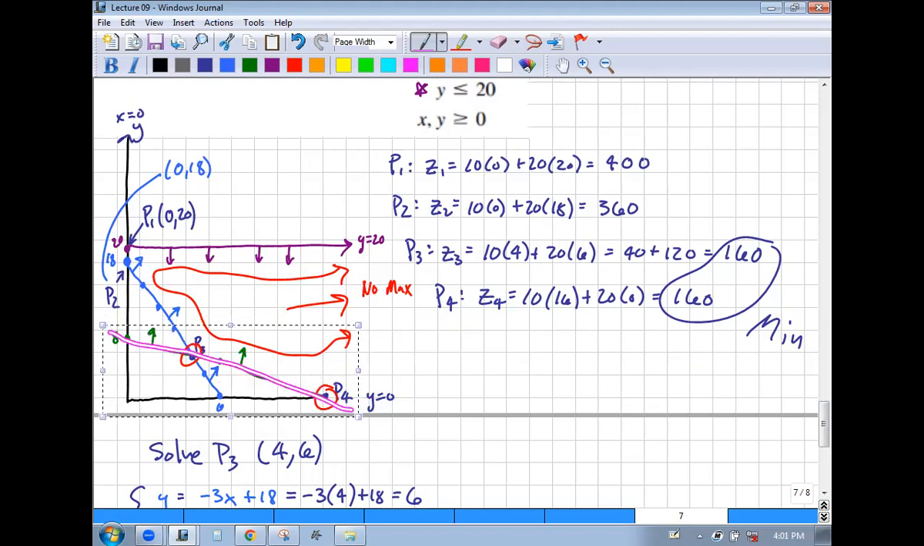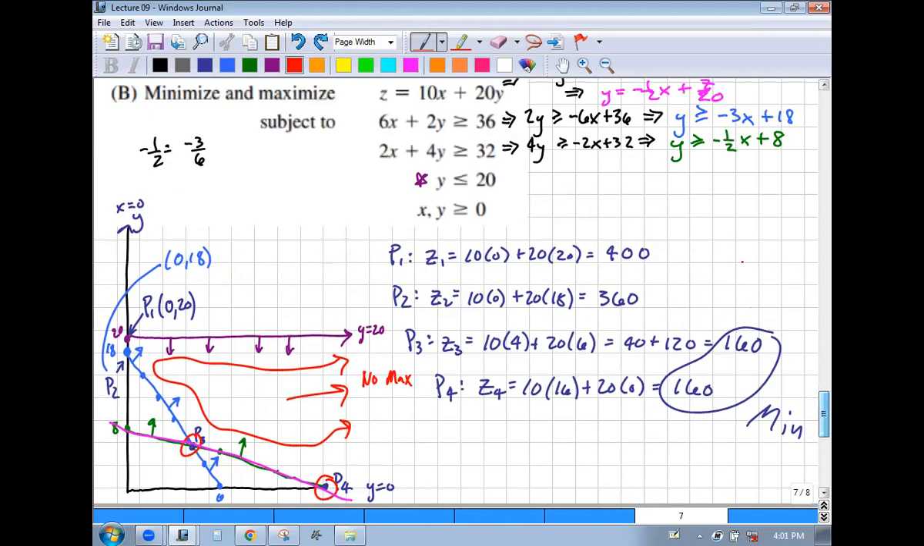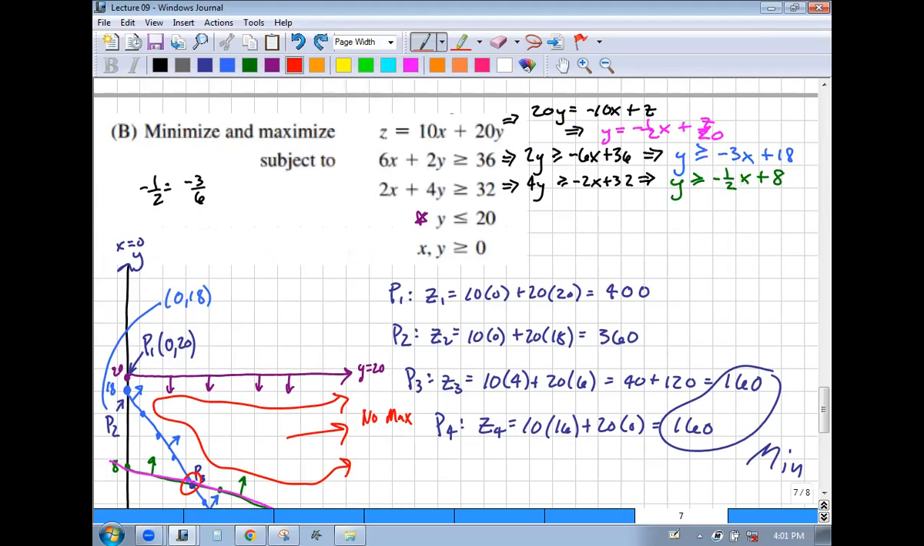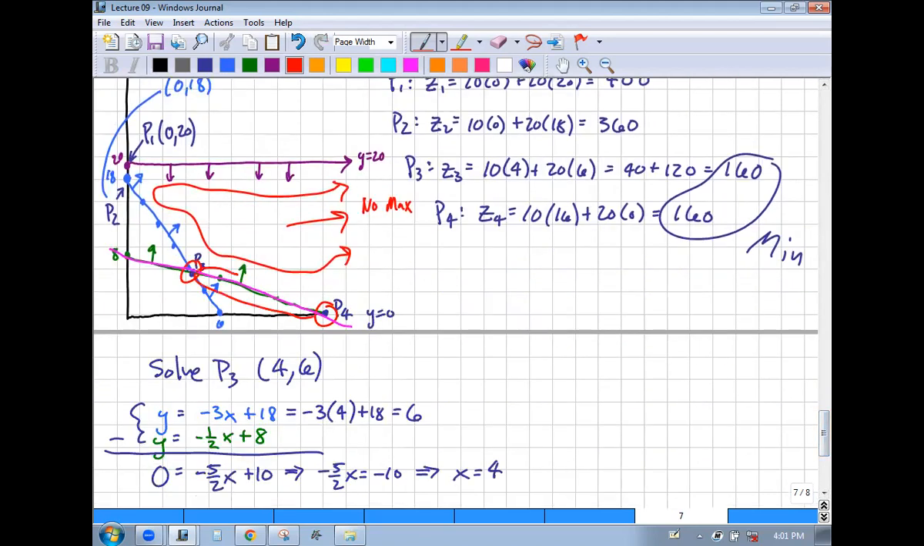Okay. So you could see this and this both gave us a minimum, right? At 160. Well, those two points are on the same line. That means that every single point in between them is going to give us the same z value of 160. So these two corner points are both 160, and they both lie on the green line. The green line had a slope of minus 1/2, but the line that tells us our constant z's has the same slope. So any point between those two points is going to give us the same minimum there.